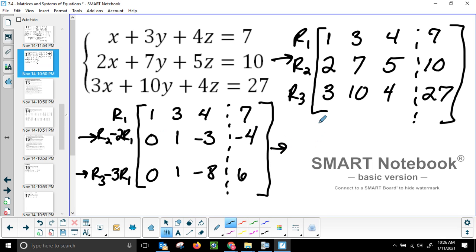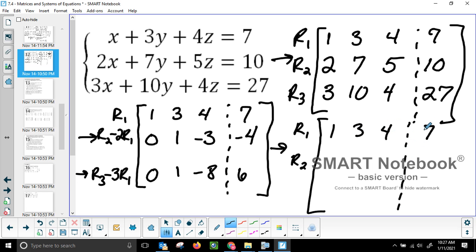Now we focus on the second column. I want this to be a 1 and everything after it doesn't matter. I want this to be a 0, 1, and everything after it doesn't matter. So my row 1 and row 2 are perfectly fine. So 1, 3, 4, 7.